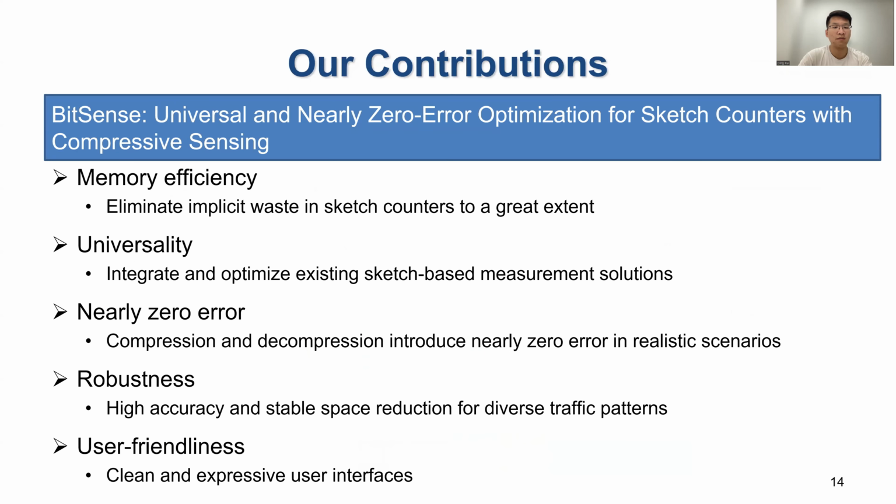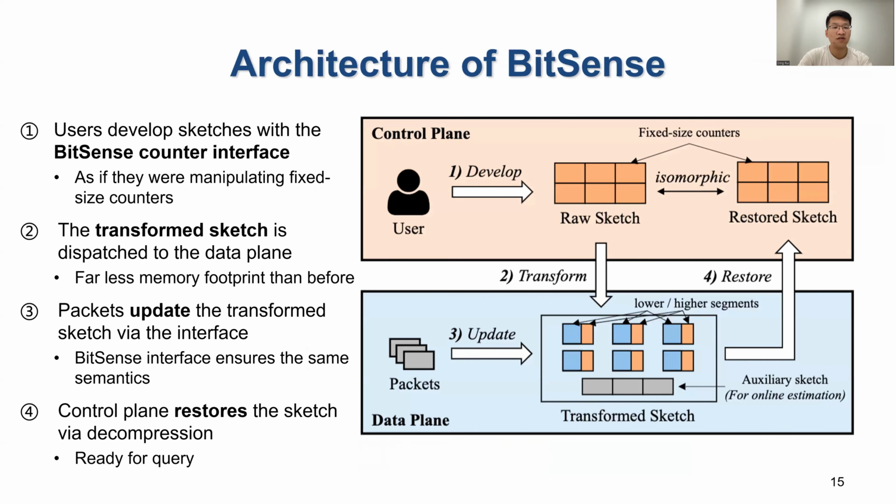Now we introduce our work, BitSense, whose primary features include memory efficiency, universality, nearly zero error, robustness, and user-friendliness. The architecture of BitSense consists of 4 steps. Step 1 is that users develop sketches with the BitSense counter interface. The interface creates an abstraction that the users are manipulating fixed-size counters so that they don't bother with low-level details.